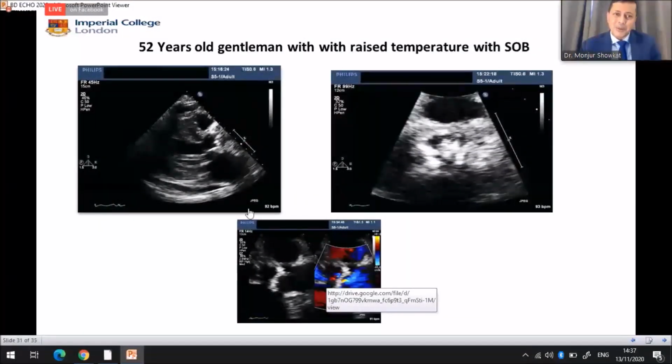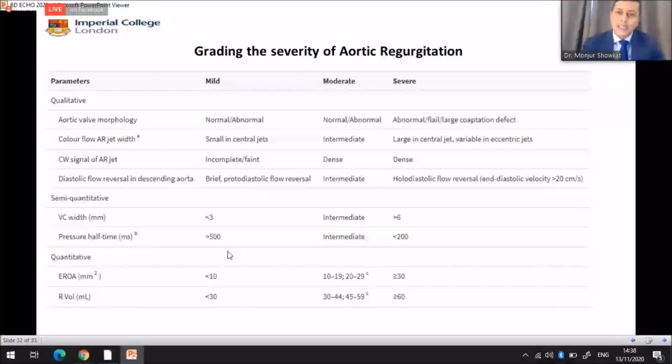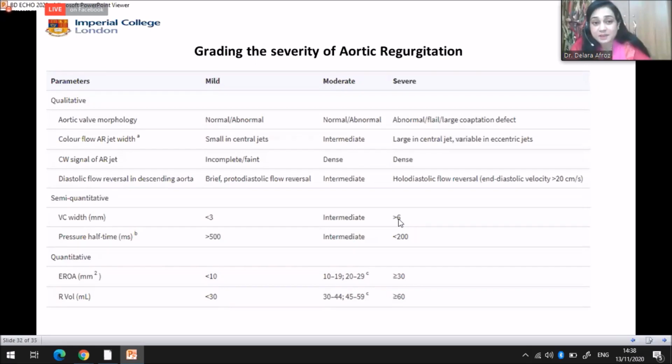This is somebody I wanted to show you, but I don't think I have enough time for that. So, the grading of severe aortic regurgitation: it is not only about assessing in 2D or 3D, you need to put everything together. You need to put together that the valve morphology is normal, then the color flow AR jet width, and the continuous wave signal of the AR jet, and also semi-quantitatively the vena contracta. It is less than 3, and that is my... Sir, time is up. Yeah, okay, that's my last slide.